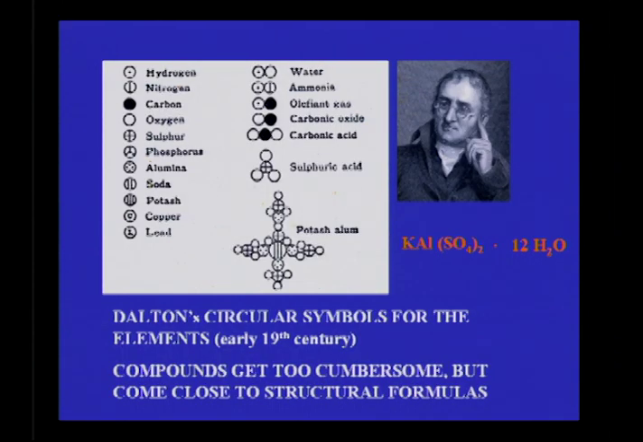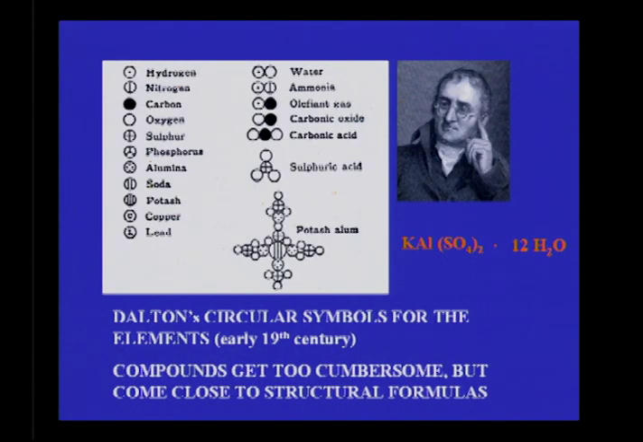Water used, interestingly enough, already the symbols for oxygen and hydrogen. But Dalton didn't go so far as depicting water as H2O. So it's just HO in this concept. Ammonia also is missing two other hydrogens. Olefiant gas is a hydrocarbon, for instance. Carbonic oxide, that would be carbon monoxide in our sense. Carbonic acid was considered to be carbon dioxide.